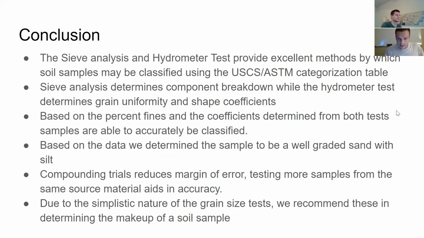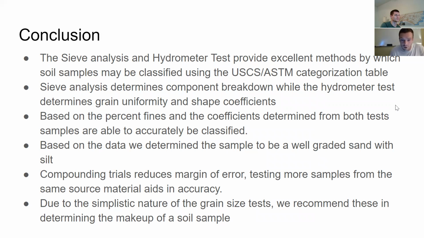On the next slide, based upon the data granted from both labs, it is generally understood that the sieve analysis and complementary hydrometer tests provide adequate measures by which to analyze and categorize a soil sample. The two work in tandem to decently estimate the average grain size diameters on a scaled distribution. The sieve analysis determines the component breakdown, while the hydrometer test determines the grain size aspects through dispersion. From this data, coefficients of curvature and coefficients of uniformity may be determined. Based on these factors working in conjunction, the soil sample is able to be categorized.